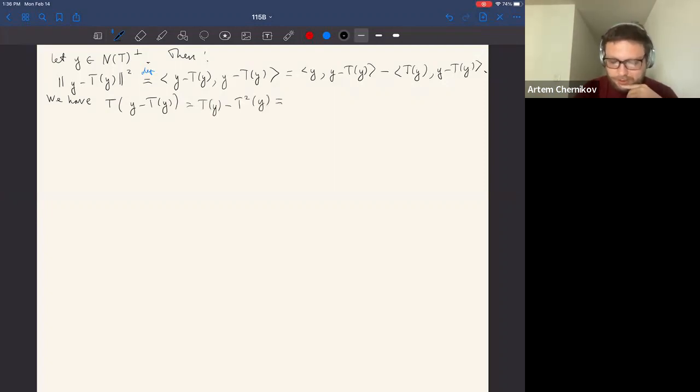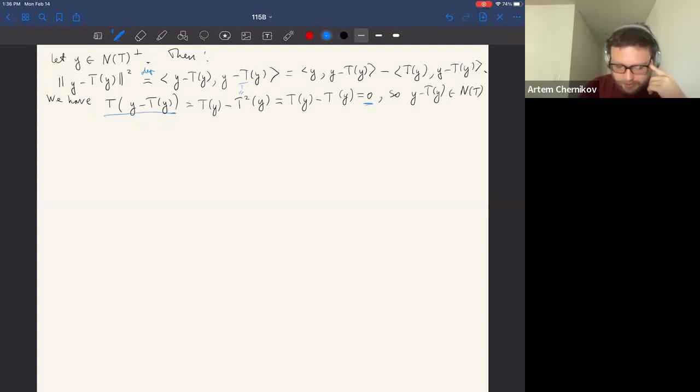Okay, but by assumption, T squared is equal to T, right? So we get that this is the same as T of y minus T of y, so it is 0. So we have that y minus T of y belongs to the null space of T, because if we apply T to it, we get 0. So this vector is an element of the null space.